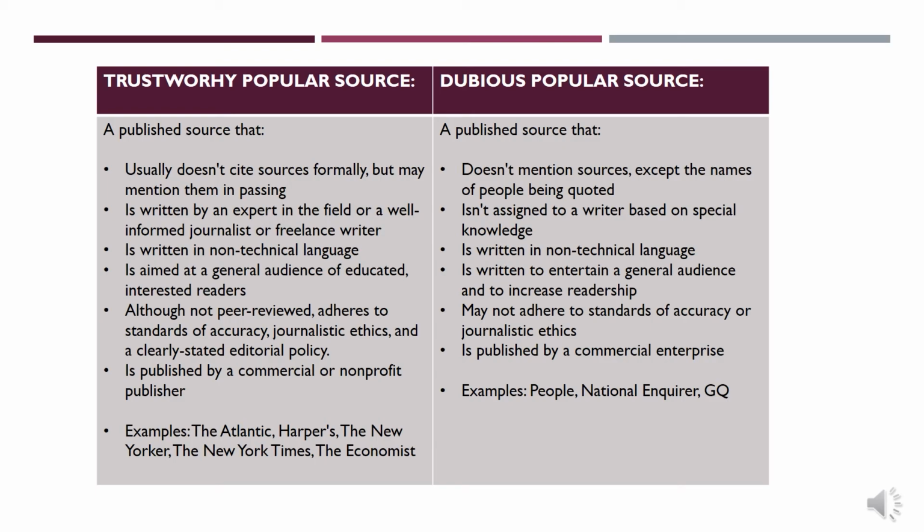A dubious popular source is a published source that doesn't mention sources except the names of people being quoted, isn't assigned to a writer based on special knowledge, is written in non-technical language, is written to entertain a general audience or to increase readership, may not adhere to standards of accuracy or journalistic ethics, and is published by a commercial enterprise. Examples include the National Enquirer or People magazine.